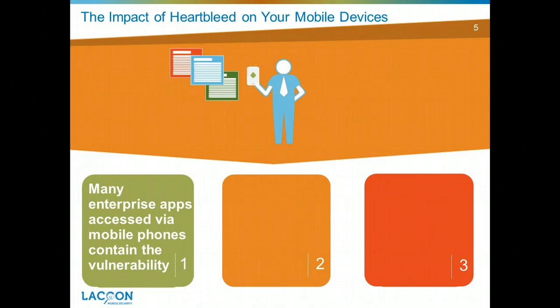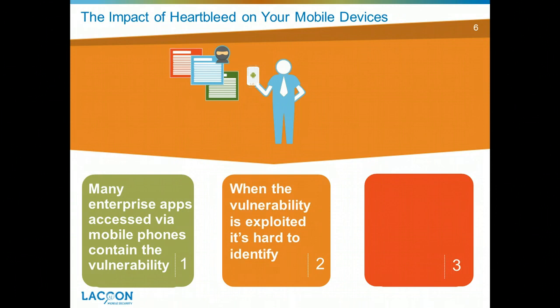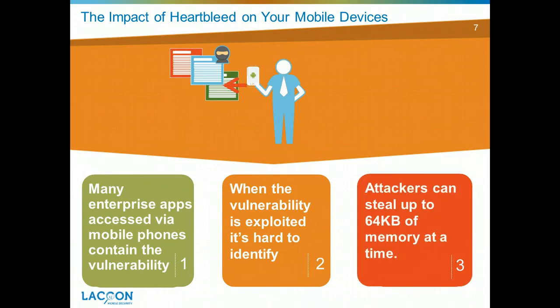At Lacoon Mobile Security, we found that many enterprise apps, such as MDMs, secure wrappers, and firewalls, contain the Heartbleed vulnerable library. The problem gets worse by the fact that heartbeat messages don't require the sender's authentication. As a result, it's difficult to identify when the vulnerability is exploited. And once exploited, an attacker can steal, with each message, up to 64K of data in memory. This data leakage can include anything, from passwords to private cryptographic keys and other sensitive data.